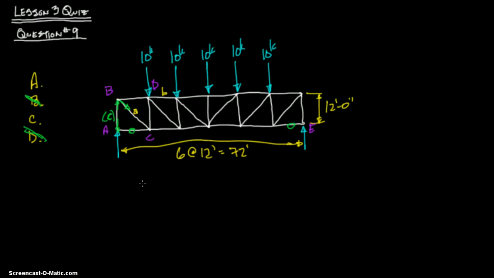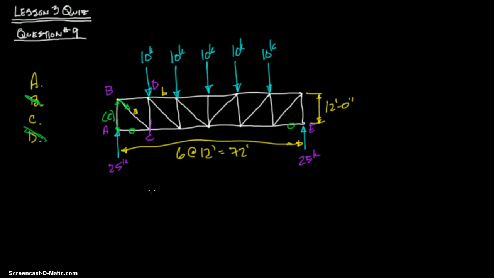You could go about and do the sum of the moments, and take this moment and all that stuff, or you can just realize that this is symmetrical. So you add up all your loads. You have 50. You're going to say, okay, this equals 25 kips, half of that, and this equals 25 kips. And I hope that makes sense to you by now. It may not, and don't worry if it doesn't.